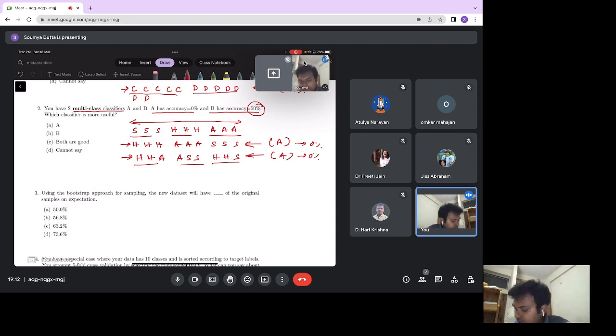A can be useful, B is definitely more useful than random, but whether B is more useful than A depends on the situation, depends on the particular use case, and therefore the correct answer for this would be cannot say. We cannot say which classifier is more useful based on the information that has been given in the question.